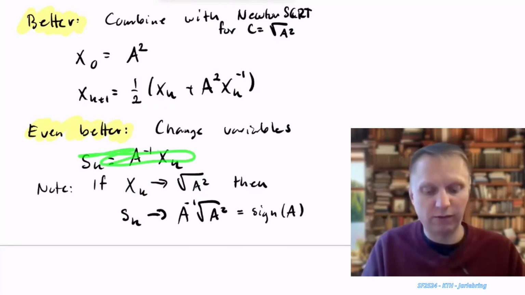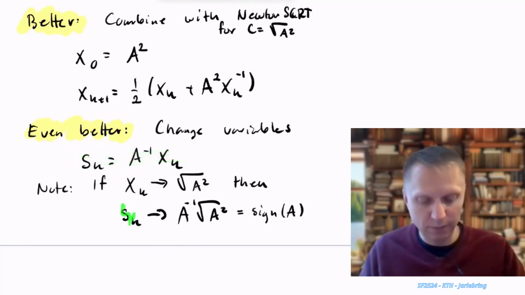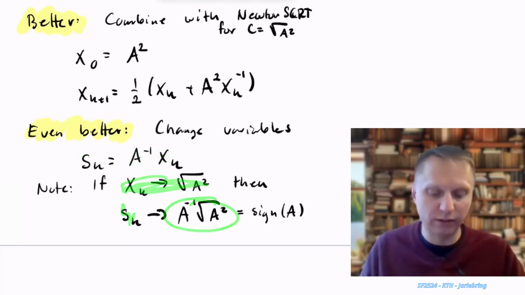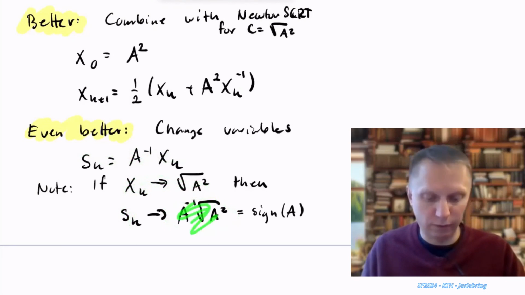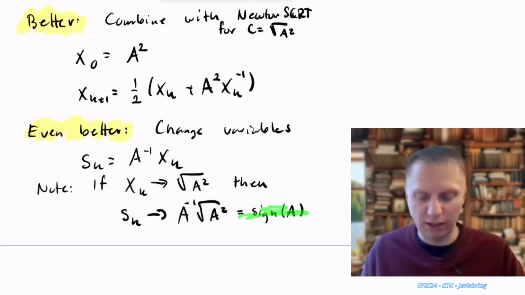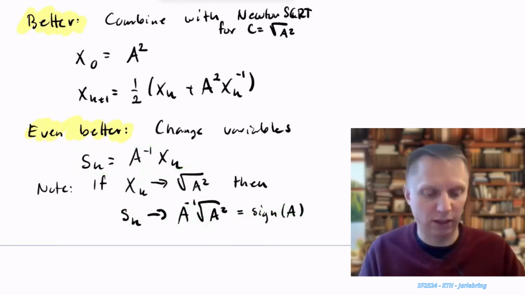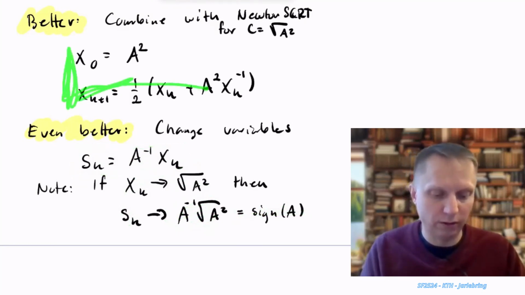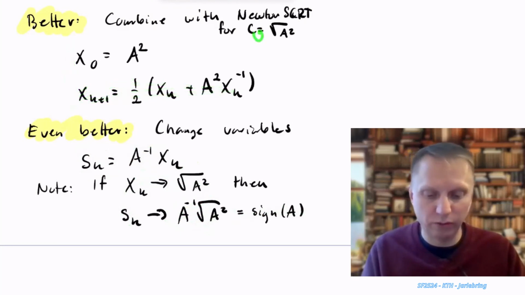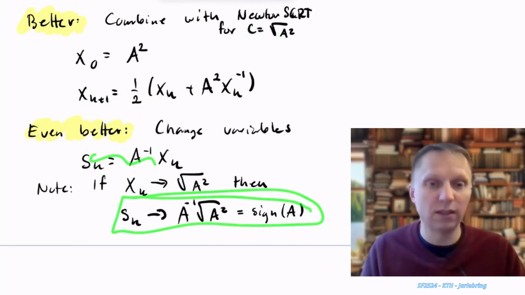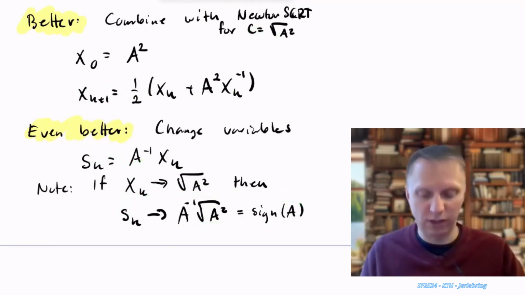And we did this change of variables such that S_k, if it converges in the sense that X_k converges, will converge to this. And that's in fact the formula we had for the matrix sign function. So this here will directly converge to the matrix sign function. The X_k up here would converge to the square root, but since we're actually interested in the matrix sign function, we can use this iterate to go directly to the sign function.